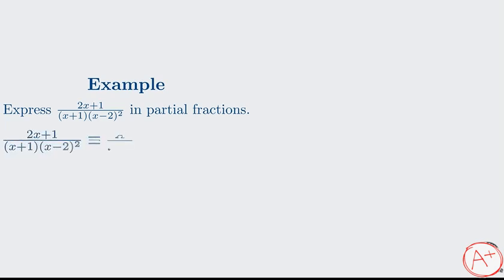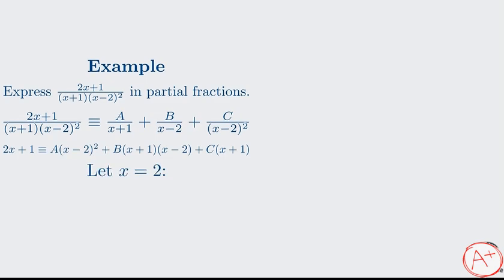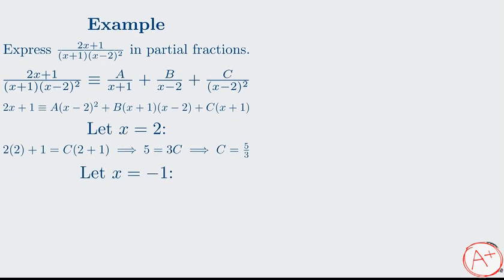Let us look at an example. Let us express 2x plus 1 divided by x plus 1 multiplied by x minus 2 squared in partial fractions. Note how x minus 2 squared requires 2 separate terms. Here is our identity. Multiplying through by the common denominator gives us this linear equation. We use the substitution method for the roots. First, let x equal 2 to eliminate a and b. Next, let x equal negative 1 to eliminate b and c.